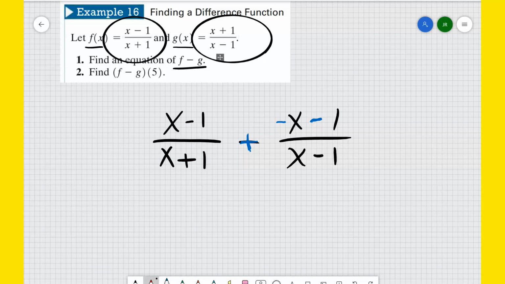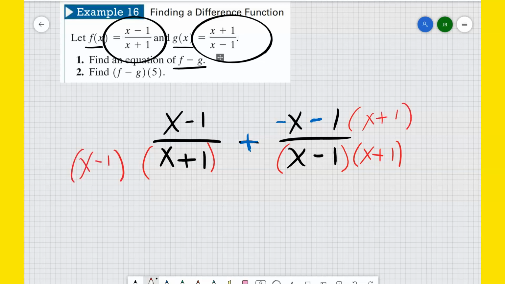All right, now let's get ourselves a common denominator. I think the only way that I can make the x plus 1 and the x minus 1 be the same is to multiply them by each other. Like, there's no factoring I can do, so I'm just going to multiply them by each other. So that's going to get multiplied by x plus 1 on top and on bottom. This is going to get multiplied by x minus 1 on bottom and on top.